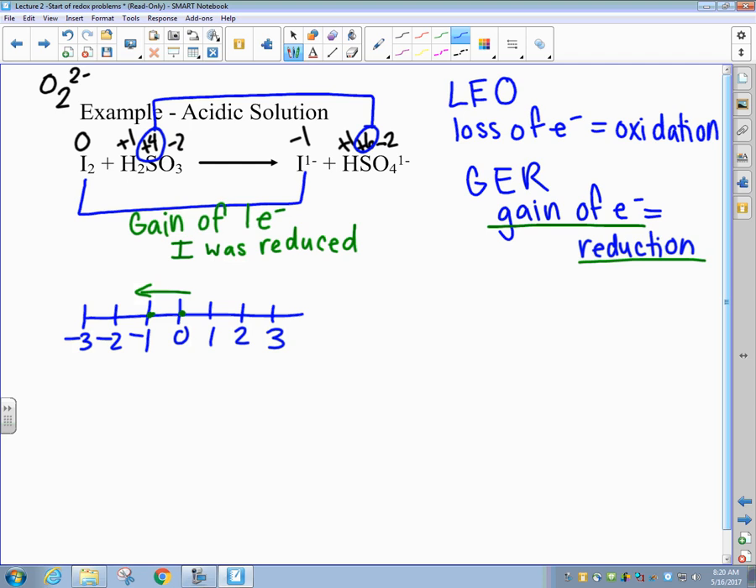In order to go from a +4 to a +6, we see that sulfur became more positive. The way that an atom becomes more positive is by giving up electrons. So in the example of sulfur, sulfur lost 2 electrons, and a loss of electrons is called an oxidation. So sulfur lost 2 electrons and was oxidized.